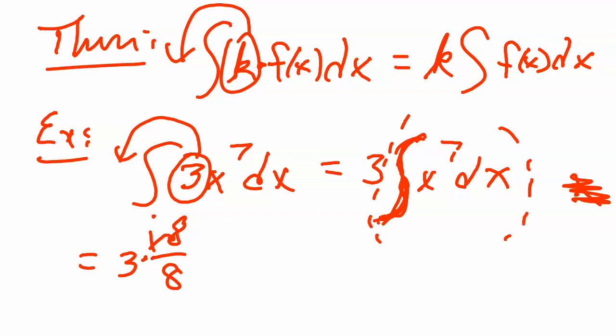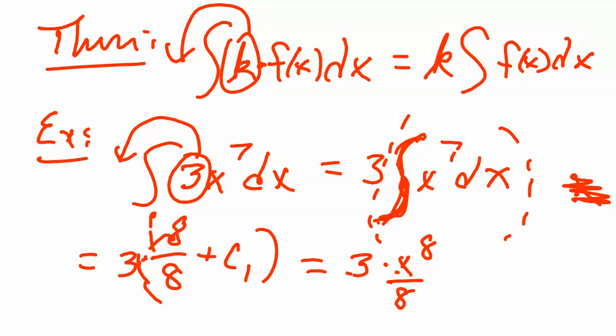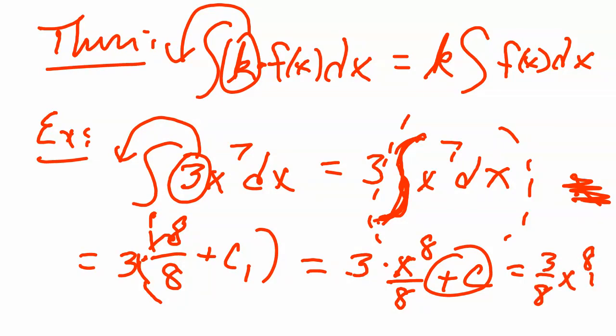And then we could put plus c, like if you wanted to have parentheses around this and then put plus a constant, we could do plus c1 and then multiply the 3 through, but 3 times a constant is a constant. So really I'm just going to say it's 3 times x to the 8th divided by 8, and then just put the plus c at the end. Just make sure you don't forget that plus c, because that's definitely worth a point every time. Or an easier way to write this, 3/8 x to the 8th plus c.